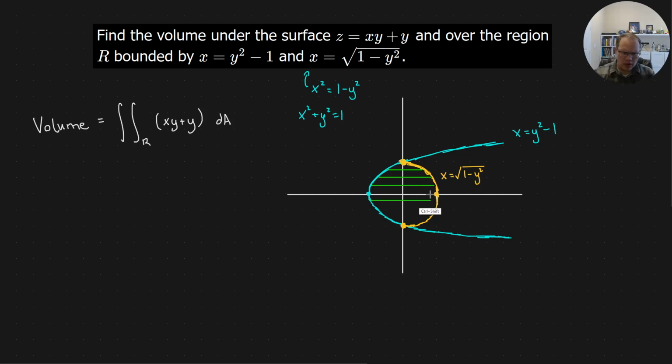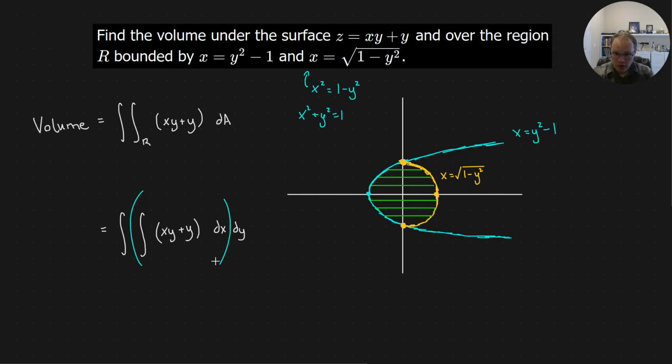Now, if it doesn't work, if the integrand gets too difficult to work with, then we could swap it up. We could start over and try integrating with respect to y. But for now, we're going to try integrating with respect to x first, holding y fixed for that inner integral, and integrate with respect to x. So I'm going to integrate first with respect to x, which means that y will be second.